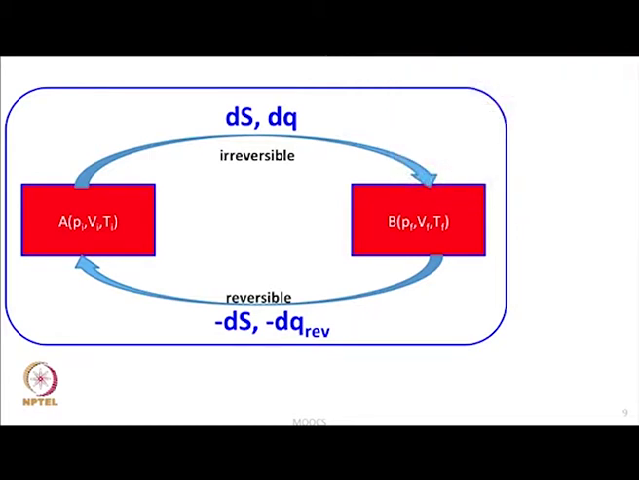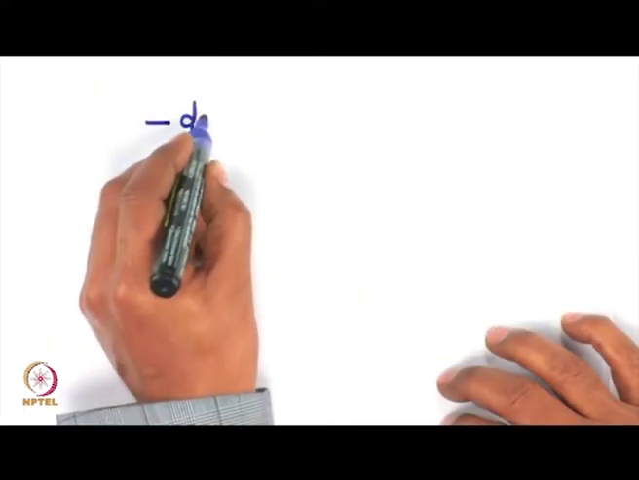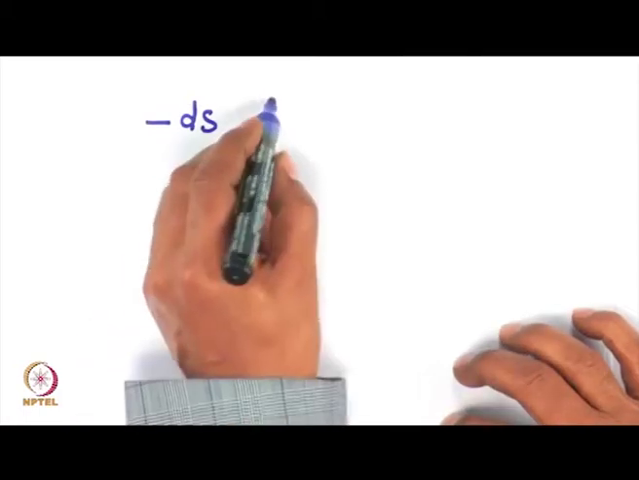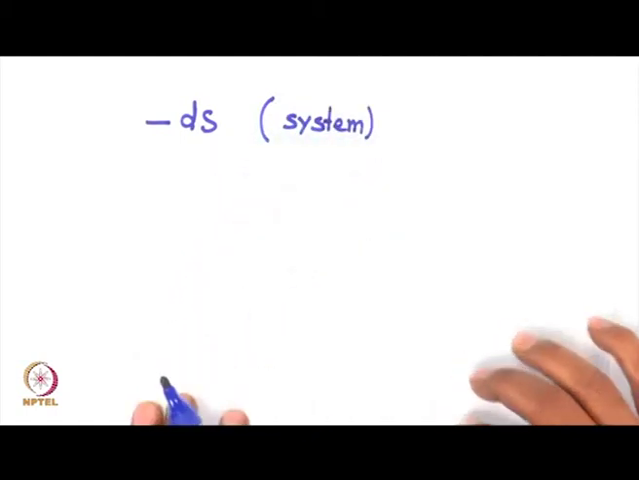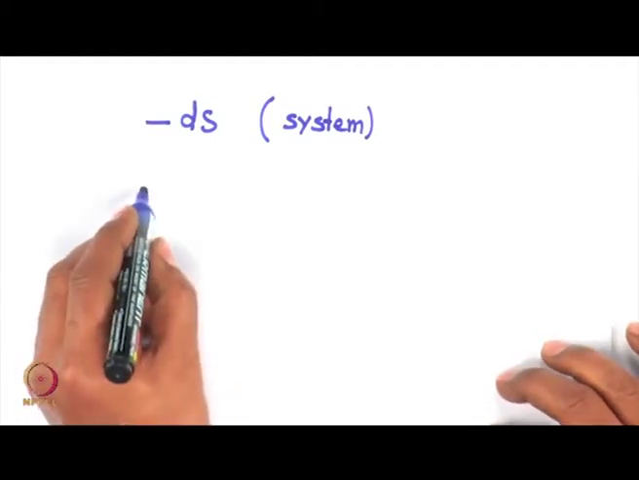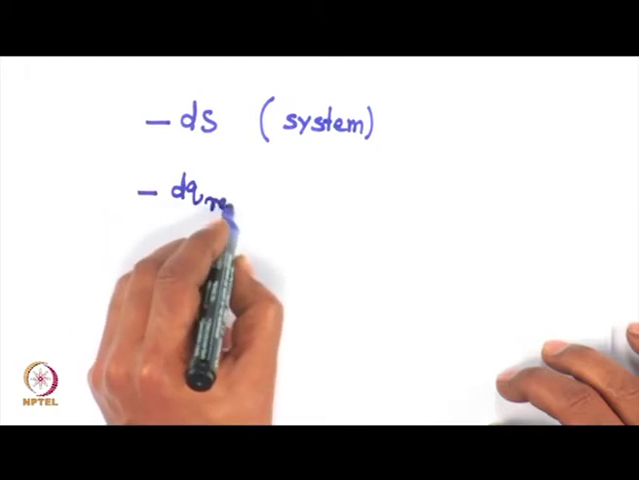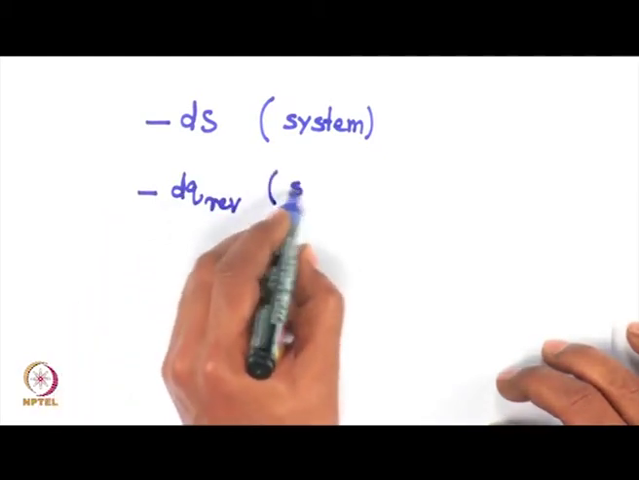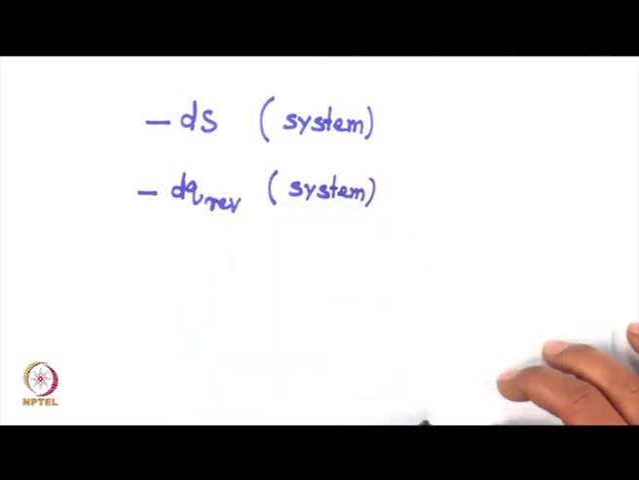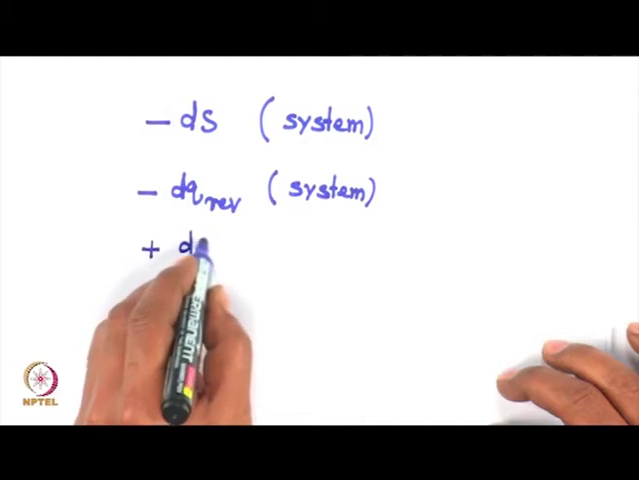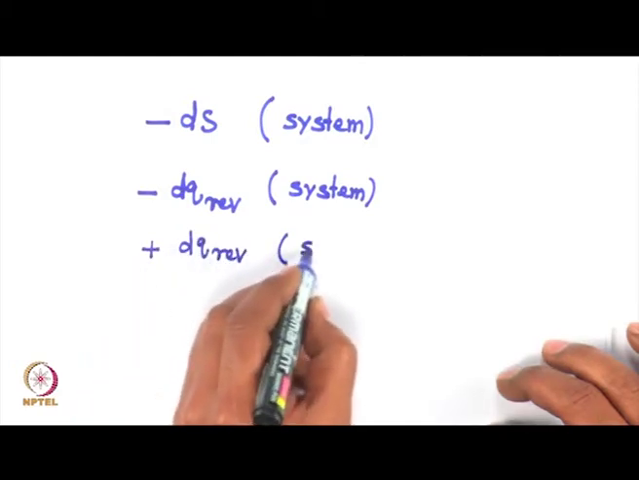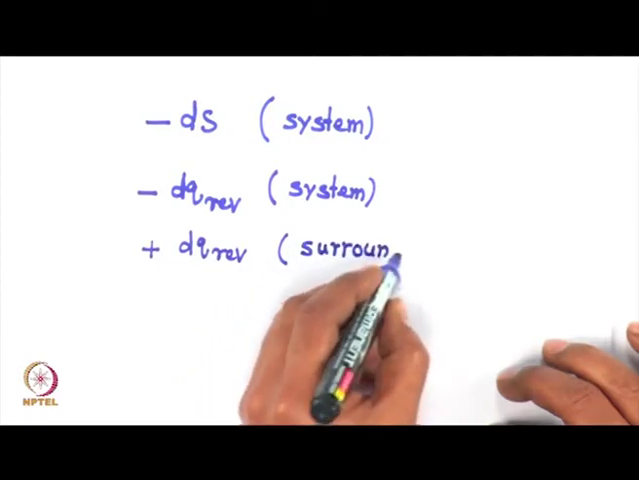Now let us discuss further. Entropy change in the system is minus ds. That is the entropy change in the system. How much is the heat change? Minus dq reversible. This is again the heat change for the system. And if there is a thermal equilibrium between system and surrounding, then plus dq reversible will be the heat change for the surroundings.